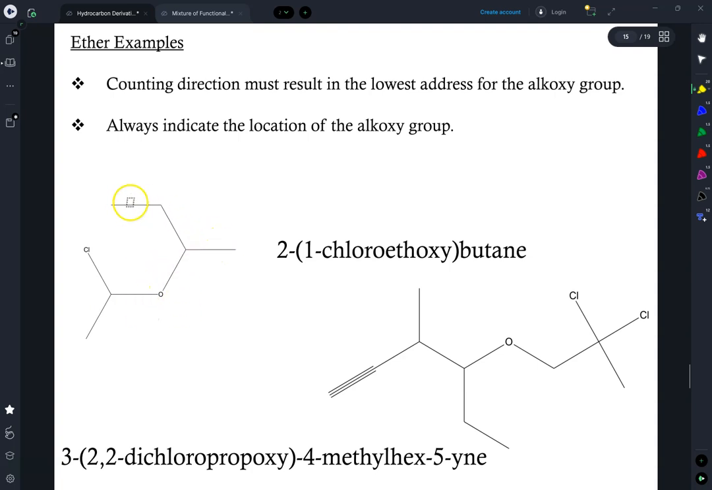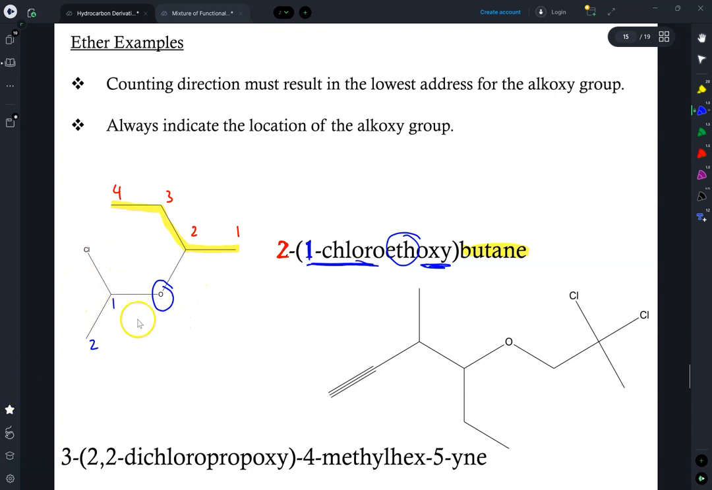So because this side is longer, with 4 carbons, 1, 2, 3, and 4, we will call it butane. Since we want to give this oxygen bridge, this alkoxy group, the lowest possible number, we are going to count right to left, giving it an address number of 1, 2, 3, 4. So on the number 2 carbon, I have this alkoxy group sprouting out. On this branch, we have 2 carbons, 1 and 2, which is why it's called eth. And then, of course, there's an oxygen bridge, so there's the oxy. And on the number 1 carbon, there is a chlorine popping out, so that's why it's 1-chloro.